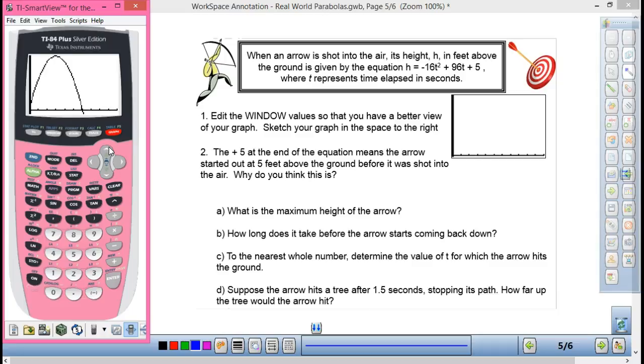Go ahead, maximum height. How long does it take for the arrow to start coming back down? Where it hits the ground. And then D says suppose the arrow hits a tree after 1.5 seconds, stopping its path. How far up the tree would the arrow hit? So what are you looking for, at your X or your Y there? You're looking at where your X is 1.5, yep, and looking for how high up that is.